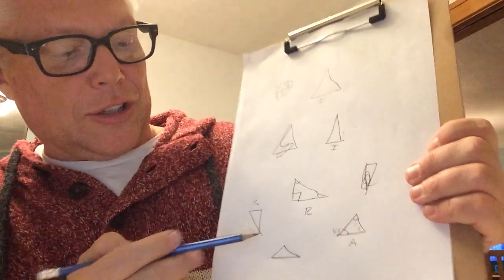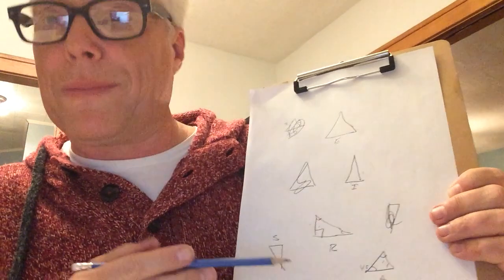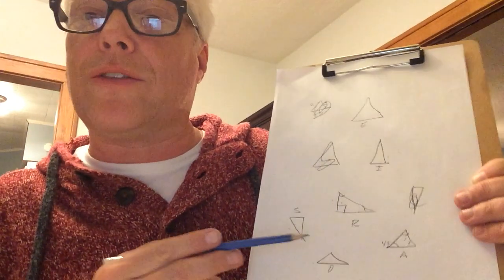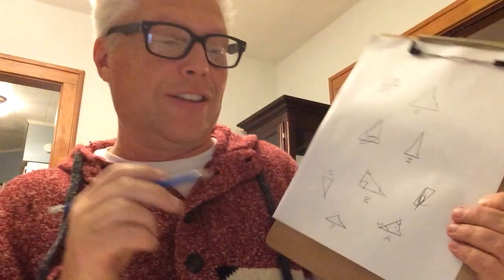It's the obtuse, all right? And this is a triangle that primarily is greater than 90 degrees. So we're going to assume that it's greater than 90 degrees. So that would make that an obtuse. It could be any kind of degree. It could be 90.1 and it would still be obtuse because it's greater than 90 degrees.